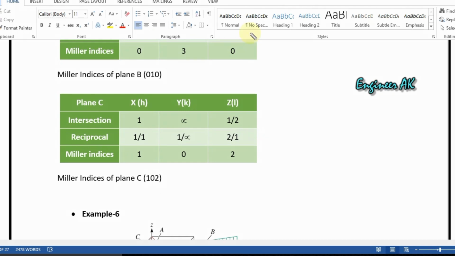So here we can see that on the x-axis it was 1, on the y-axis it was infinity, and on the z-axis it was 1 over 2. Now taking the reciprocal of all these, I will get 1, 0 and 2. So this is the Miller indices of that plane: 1, 0, 2.